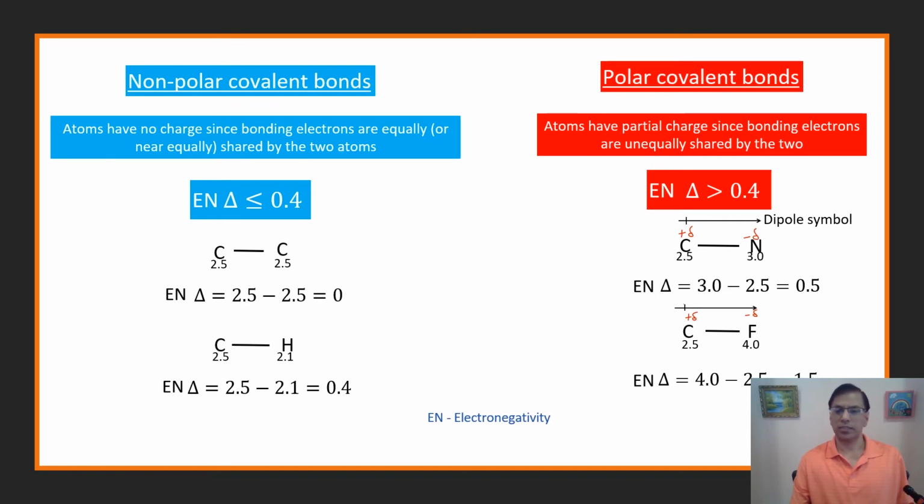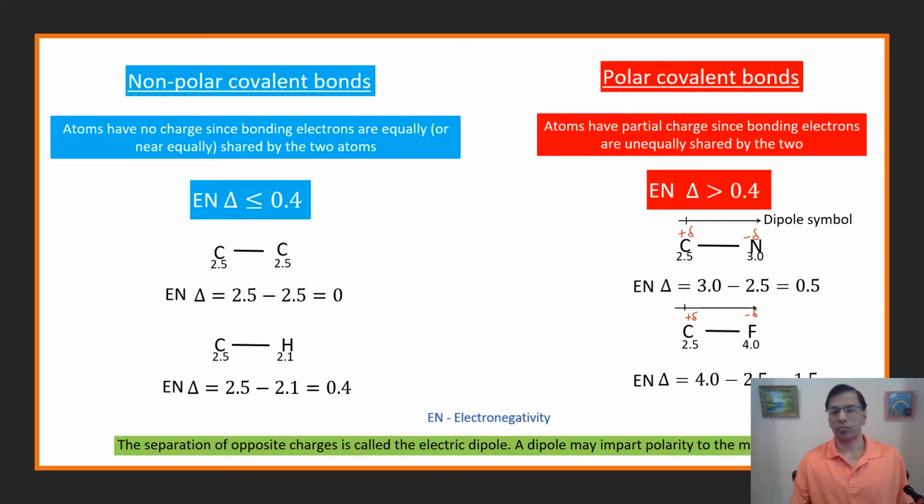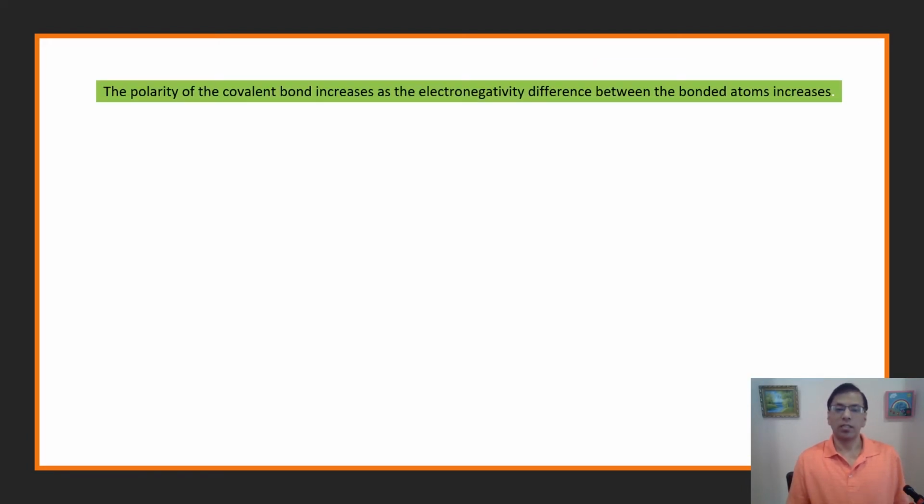So these are the important aspects of polar and nonpolar covalent bonds. The dipole may impart polarity to a molecule, and we'll talk about it in a separate video. So the most important thing to remember is the polarity of the covalent bond increases as the electronegativity difference between the bonded atoms increases.